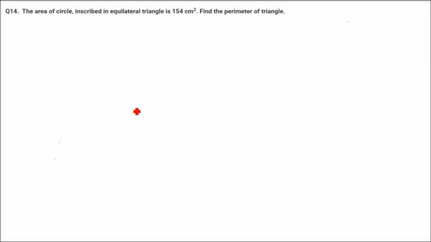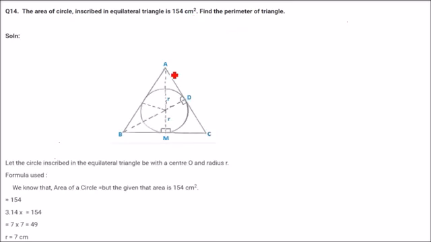Next question is, the area of a circle inscribed in an equilateral triangle is 154 centimeter square. Find the perimeter of the triangle. So here we have an equilateral triangle, and there is a circle which is inscribed. The area is given. So area of circle is what? Pi r square, and this is given as 154. So r square will be equal to 154 by pi, that is 154 into 7 by 22, which is 49, and taking the root, r will be equal to 7. So this radius is 7. From here to here it is 7, from here to here it is 7. This is the radius.